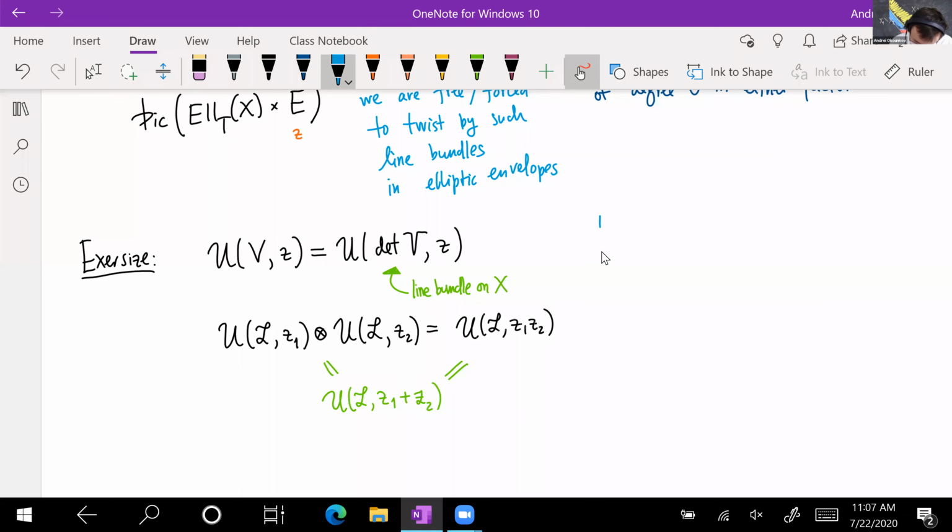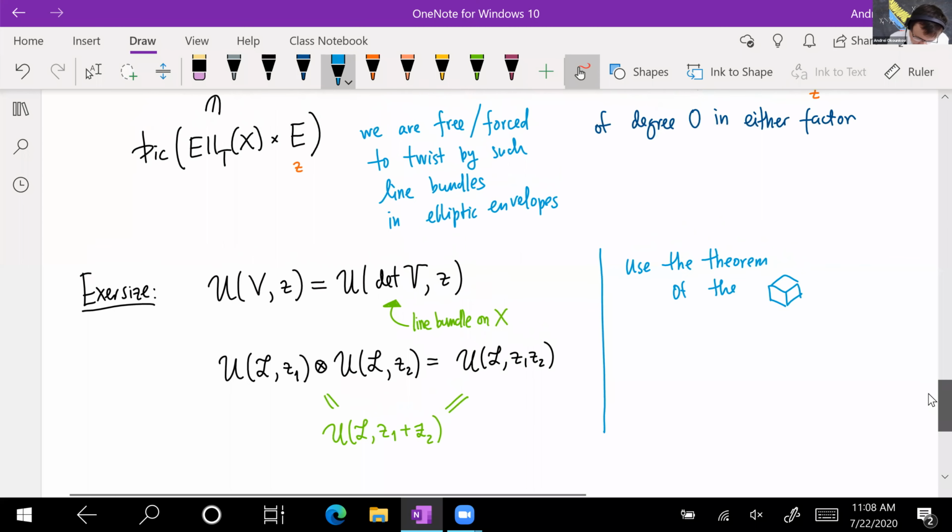And to prove either of them, you can use the theorem of the cube. It's useful, and I'm sure you can find it in Wikipedia. The theorem of the cube says that if I have a line bundle on the product of 3 varieties, and if I restrict to a point times the product of 2 in 3 different ways, and I get a trivial line bundle each time, then in fact the whole thing is trivial.